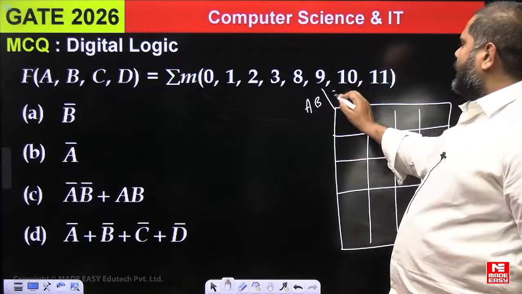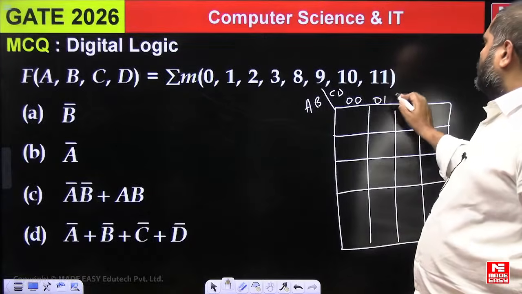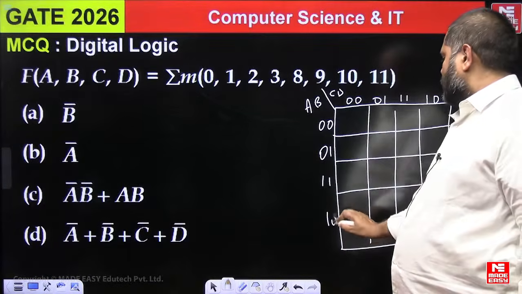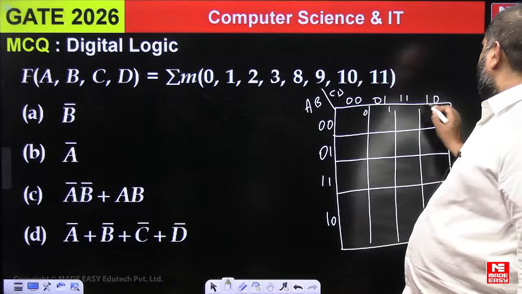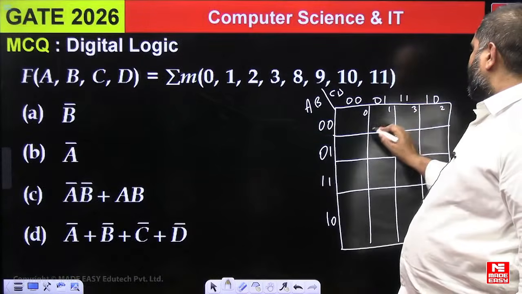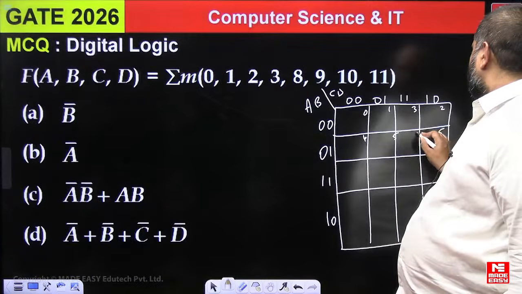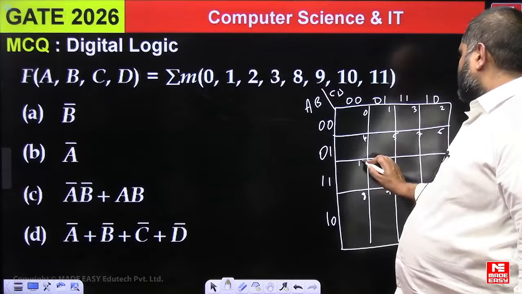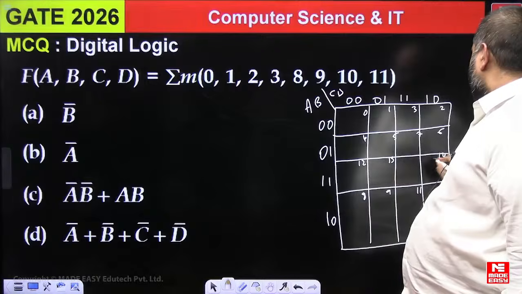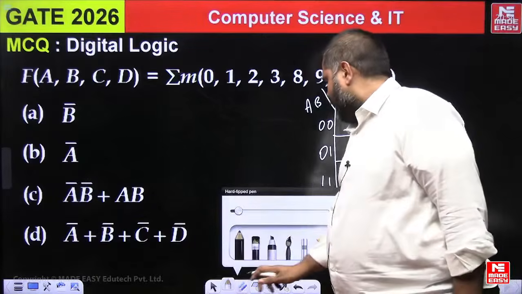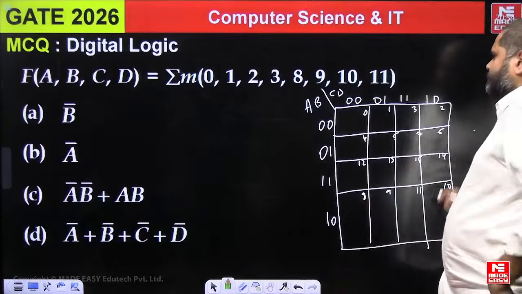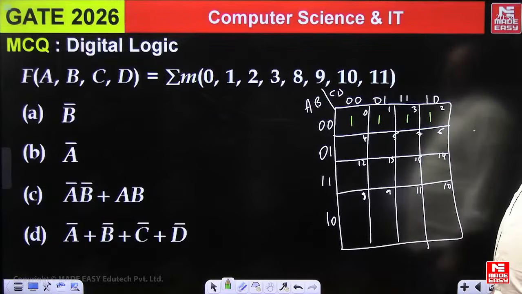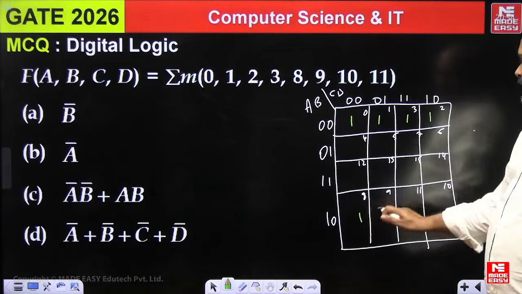A B C D, 0 0 0 1, 1 1 1 0, 0 0 0 1, 1 1 1 0. 0 1 2 3, 4 5 6 7, 8 9 10 11, 12 13 14 15. So now if you just observe here, 0, 1, 2, 3, 0, 1, 2, 3, next 8, 9, 10, 11, 8, 9, 10, 11.